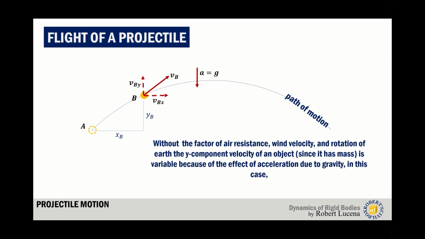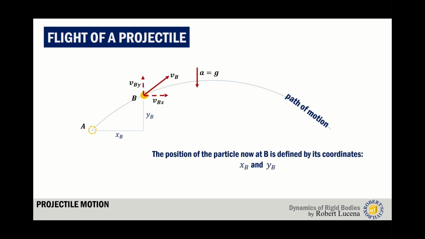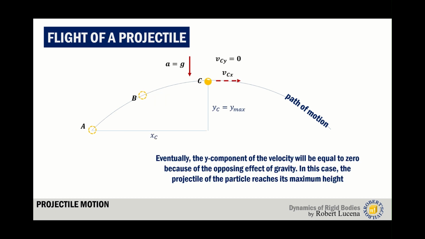Now, without the factor of air resistance, wind velocity, and rotation of the Earth, the y component of velocity of an object in projectile motion is actually variable because of the effect of acceleration due to gravity. In this case, the y component velocity at point A is not equal to the y component velocity at point B. Again, it is because of the influence of acceleration due to gravity. The position of the particle at B is defined by its coordinates xb and yb.